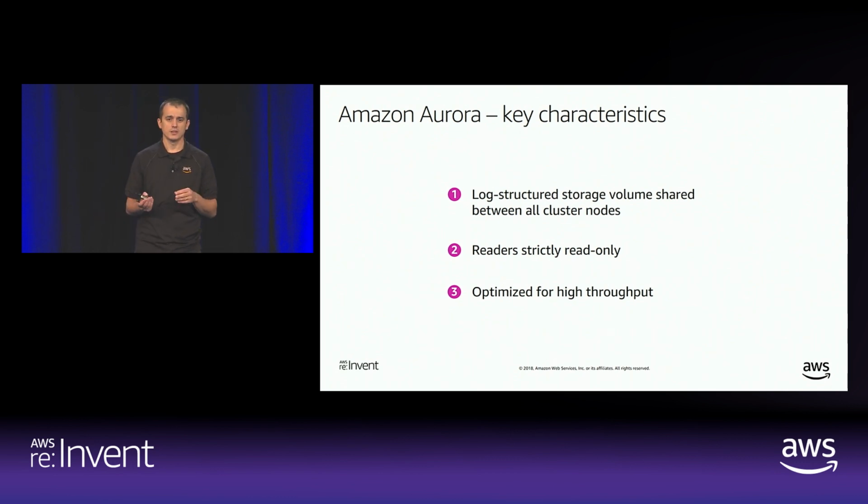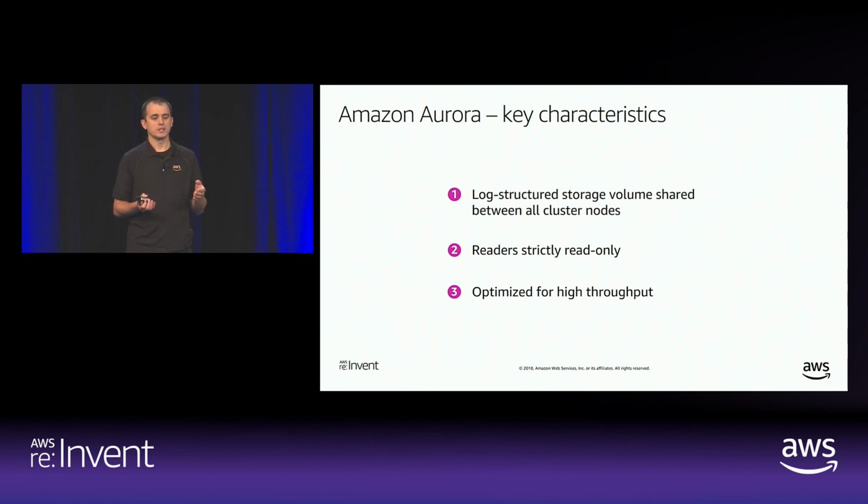And while the writer does send its change stream to the readers, that's strictly just to inform the reader of the new state of the database. The reader doesn't actually have to apply those changes. It just keeps its buffer pool, its page cache, up to date using that stream. And if a change isn't in its page cache, it simply ignores that and doesn't do any more processing with that data. So Aurora does more with less.